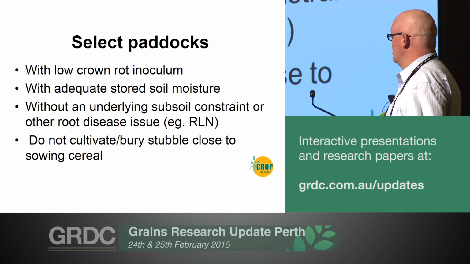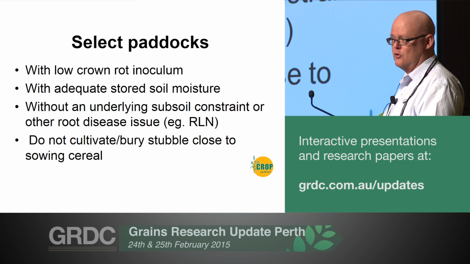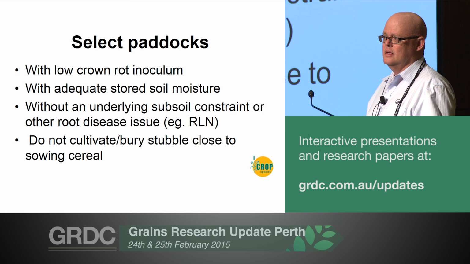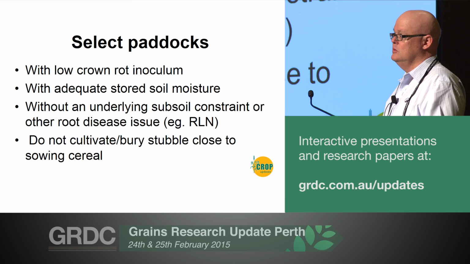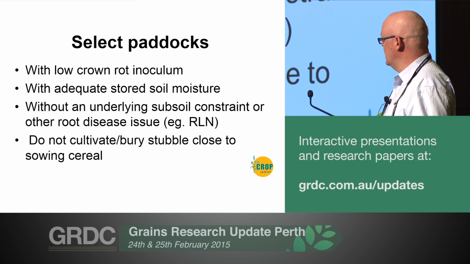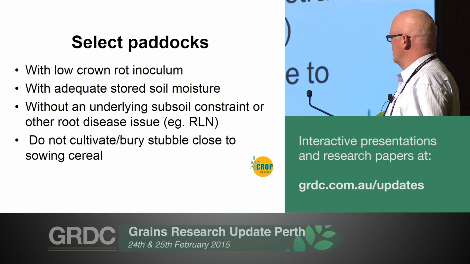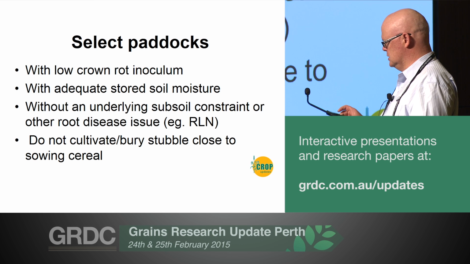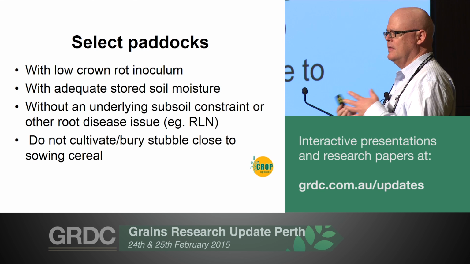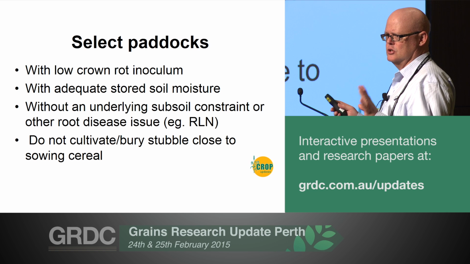So root lesion nematode could be a problem. There's nothing saying we couldn't possibly be having crown rot and take-all together in paddocks and we're just not picking it up. They are different in their distribution, but that could happen. And any of these other diseases. And obviously, if you're trying to cultivate or bury stubble close to sowing cereal, that could be dangerous because you're just creating more inoculum. And effectively, that's happened to us with our own paddocks on the Merredin Research Facility.